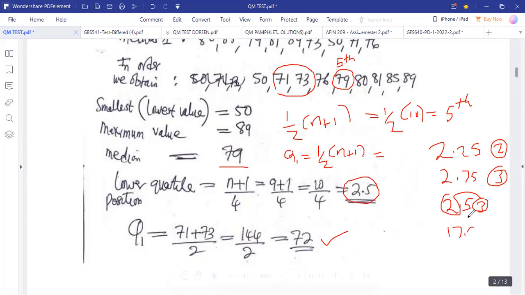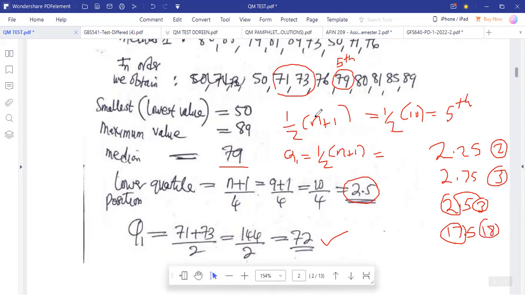At 17.5, you get the 17th number and the 18th number, and you add them and divide by 2. So here, since we're at 2.5, the second number and the third number, divide by 2. Is that clear? And if we got a 3, we're just going to get the third number. That's it.